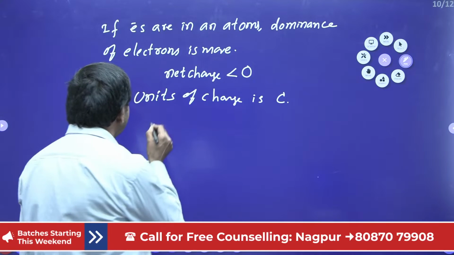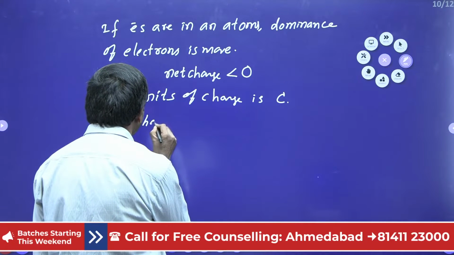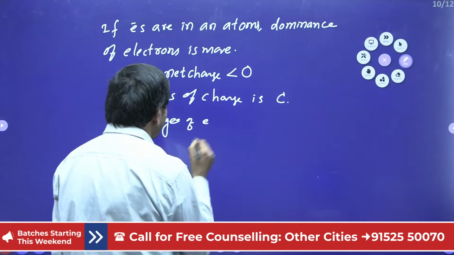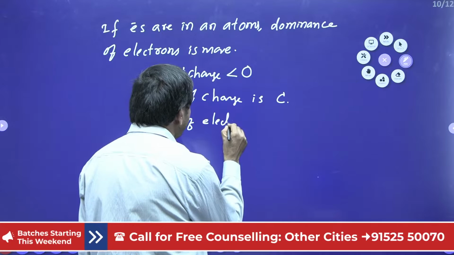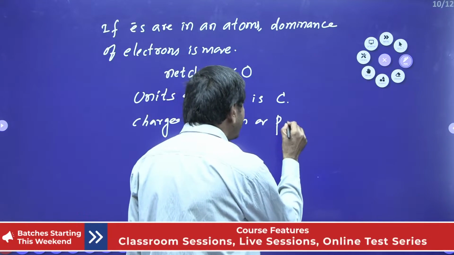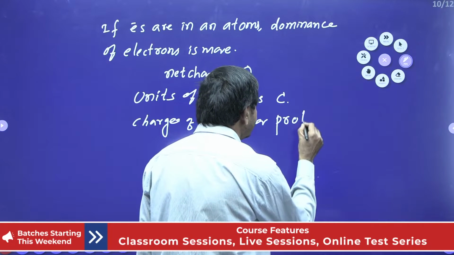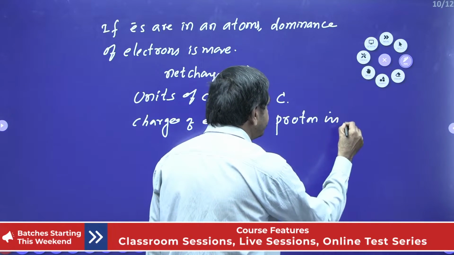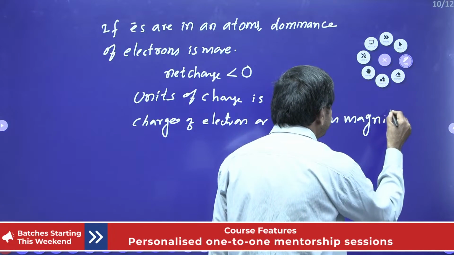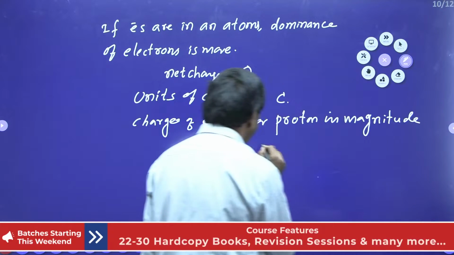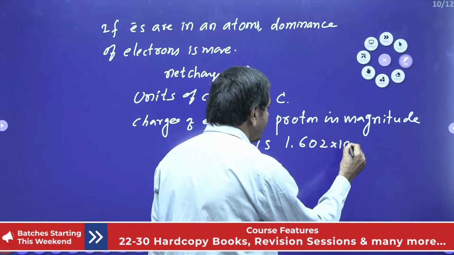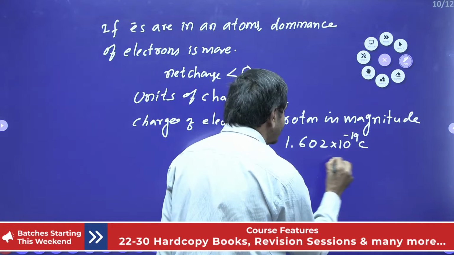That's how we can write the charge of an electron or proton in magnitude. I have taken the proton in magnitude now. In magnitude means the sign will not be considered here. In magnitude it is 1.602 × 10^-19 coulombs, we can say like that.